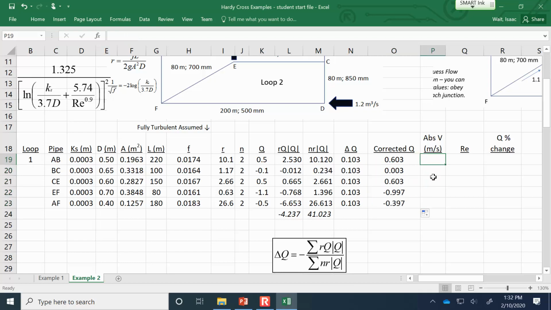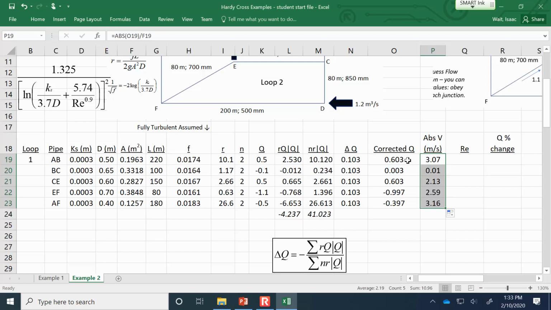And then the velocity, it says here the absolute velocity, so let's do absolute Q divided by the area, and that tells us the velocity through the pipe, which is going to be useful the next time we calculate the F value, because you can see in the cell next to it we're going to calculate the Reynolds numbers, and so that'll allow our next guess of the F value to be more accurate than our first guess was.